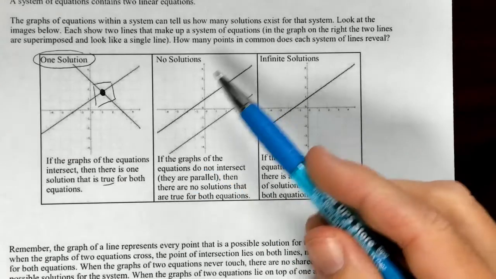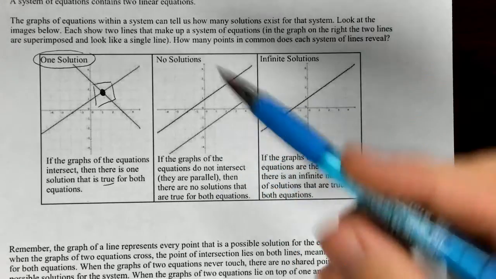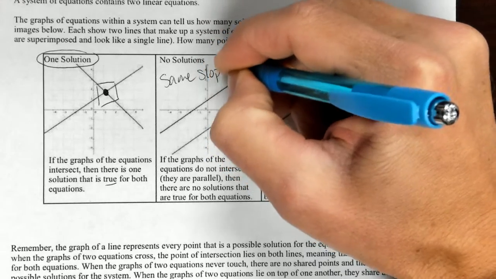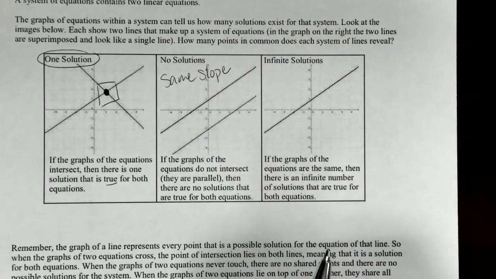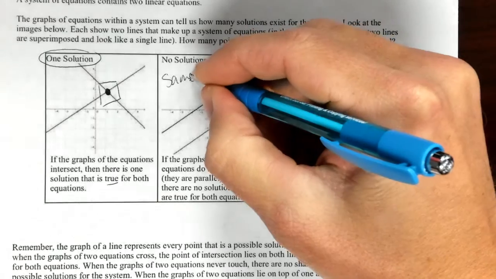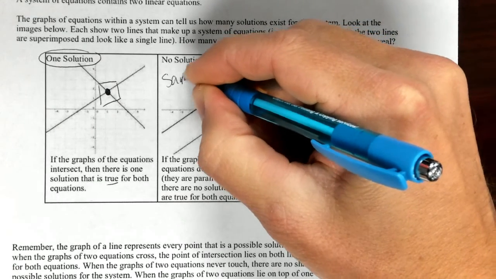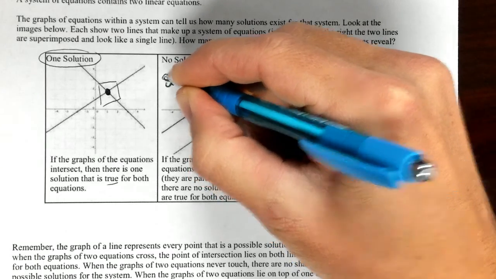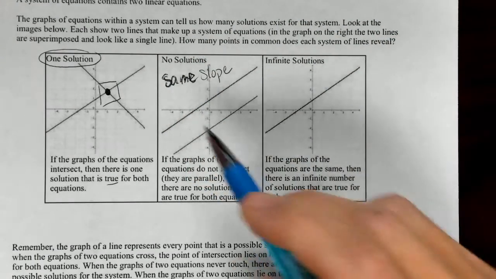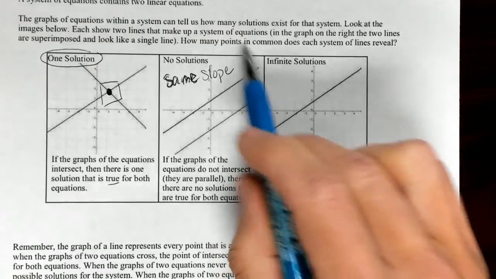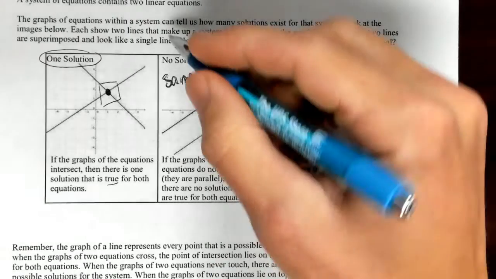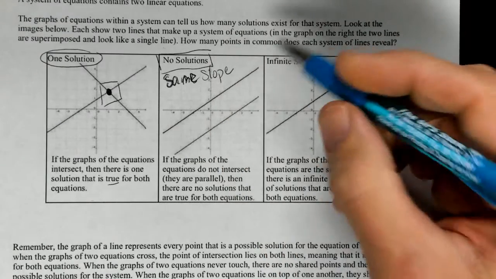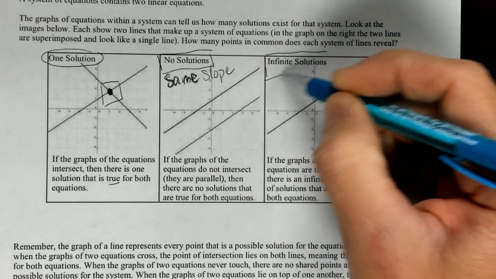If the two lines are parallel, which means they have the same slope, then there is no solution, right? Because they never intersect. If they never intersect, then there is no solution to the system. So if two equations have the same slope, that should clue you in that there is either no solution or there could be infinite many solutions.